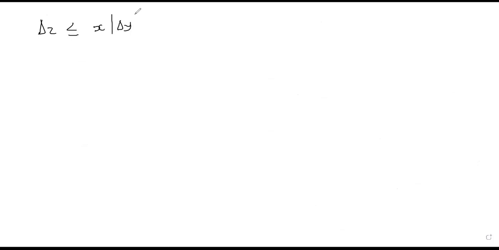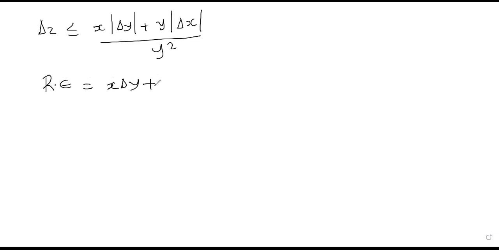x delta y plus y delta x out of y squared. It would mean that our relative error would be that absolute error, which is x delta y plus y delta x. We divide by y squared, then divided by the original, which was x over y.